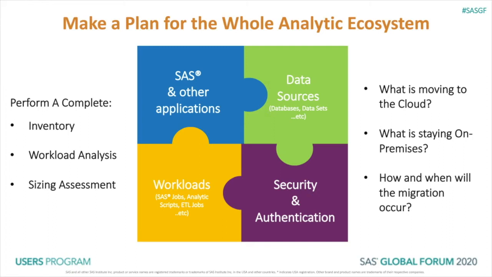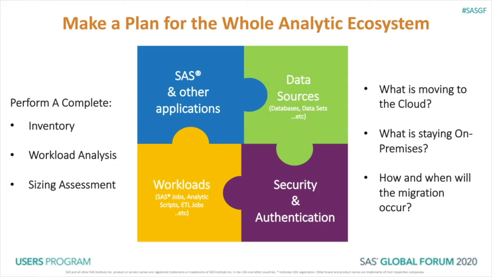So the suggestion is to perform a complete inventory so that you know everything that is in your analytic ecosystem. Do a workload analysis, do a sizing assessment. Make sure you determine all of those dependencies, how those pieces are connected and how they'll be affected. With that information, you'll be able to determine what you want to move to the cloud, what's going to be staying on-premise in your data center, and how and when you want that migration to occur.